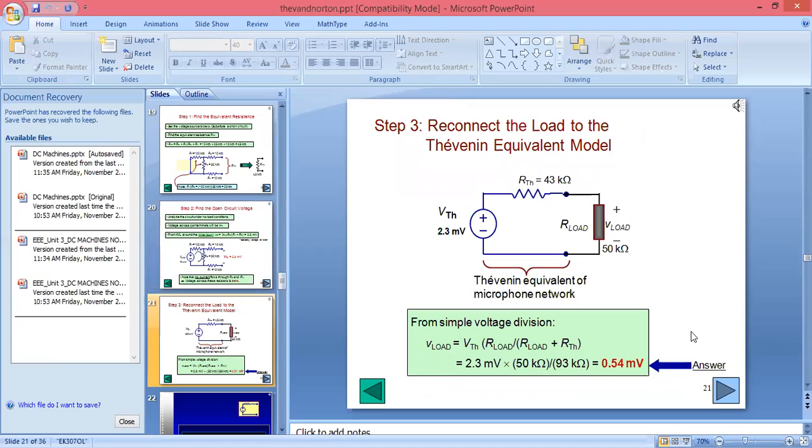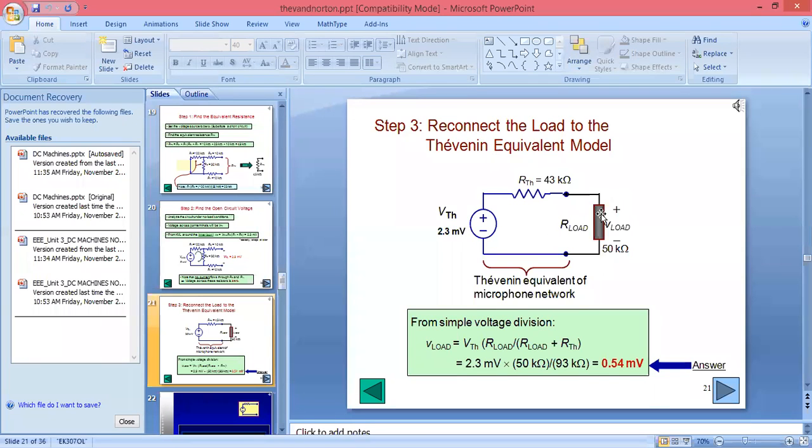Now what are we supposed to do here? Here again we are supposed to connect the load as it is to the Thevenin equivalent circuit. We drew RTH as 43 kilo ohm and VTH as 2.3 millivolt. You can put these values in and you will get the Thevenin equivalent circuit.